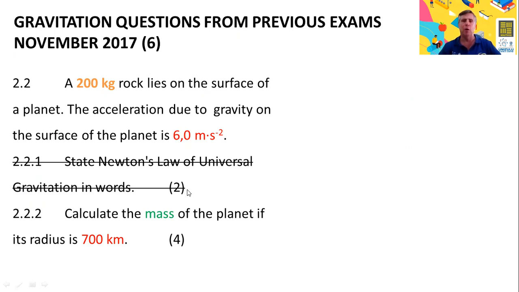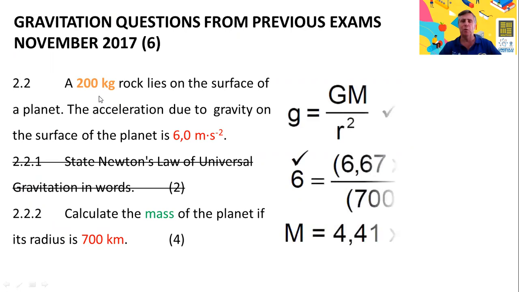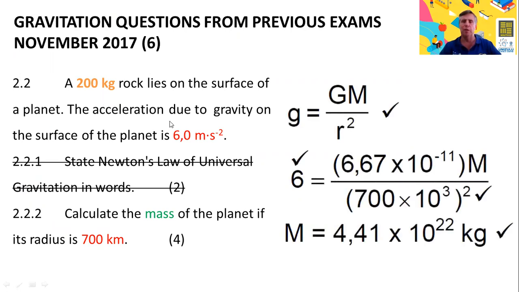For 4 marks, they said a 200 kilogram rock lies on the surface of a planet. The acceleration due to gravity on the surface is 6.0 meters per second squared. Calculate the mass of the planet if its radius is 700 kilometers. Now, you should know by now that I normally highlight in red the given information, but you'll see I've highlighted the mass of the rock in orange. Because if you look at the solution from the memo, it's very easy.